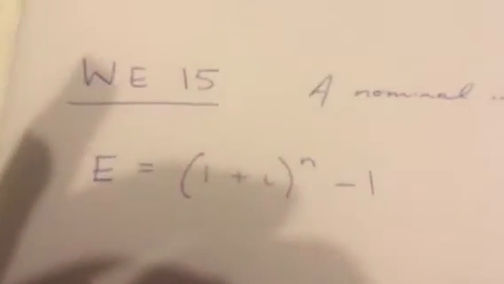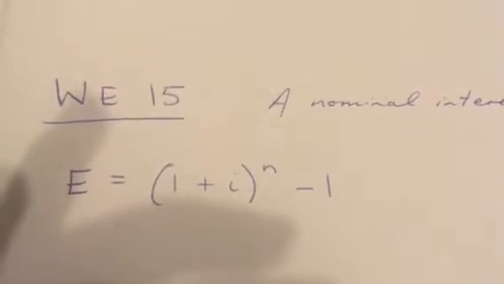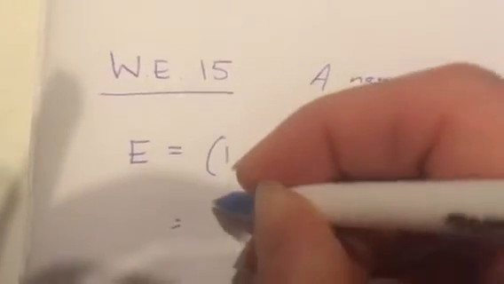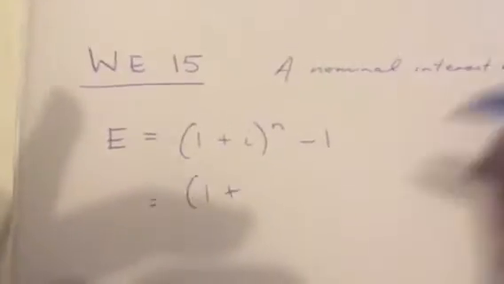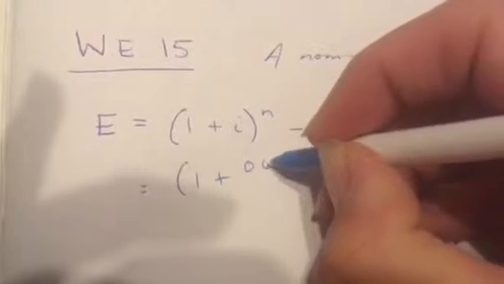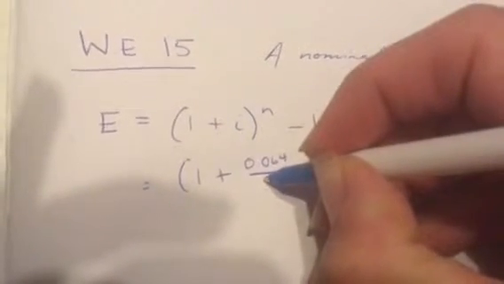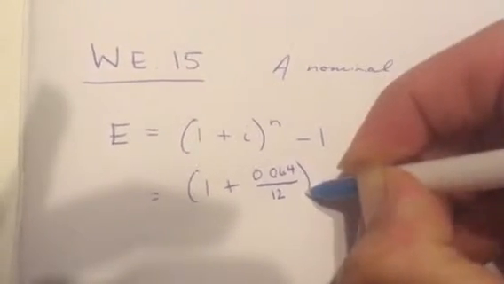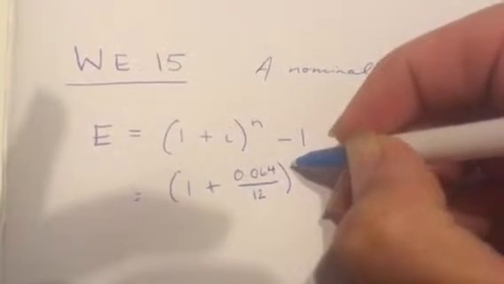We've got our formula for effective interest rate: E equals (1 plus i) to the power n, take 1. So, substituting in, we've got 1 plus i. This i is the interest rate per period, so 0.064 over how many times does it happen per year? Well, it's monthly, so it'll be 12. To the power of n, where n is how many compounding periods in a single year.